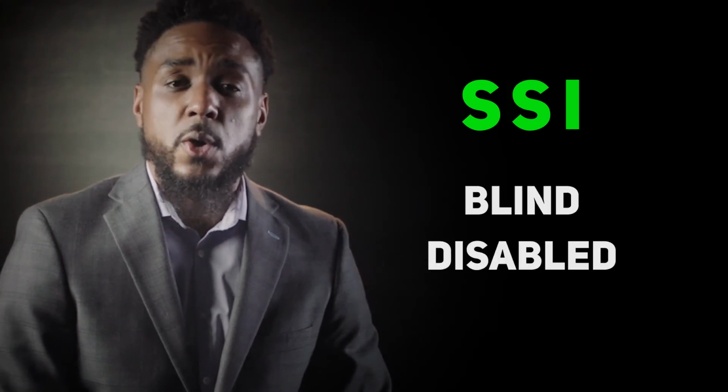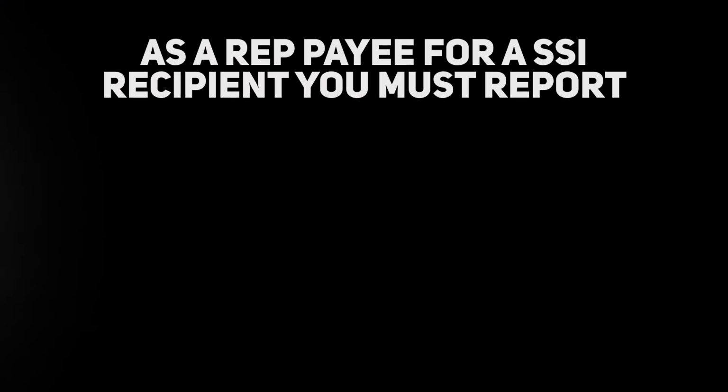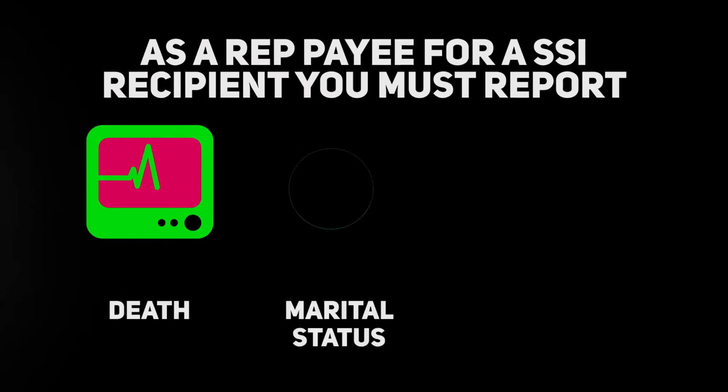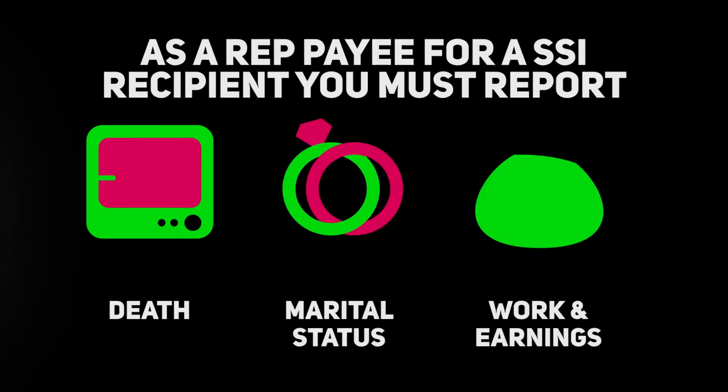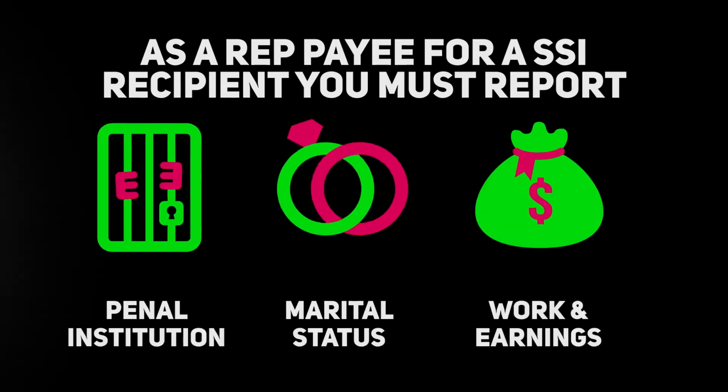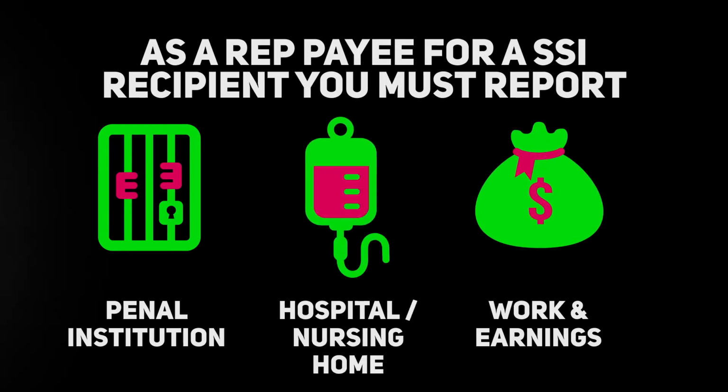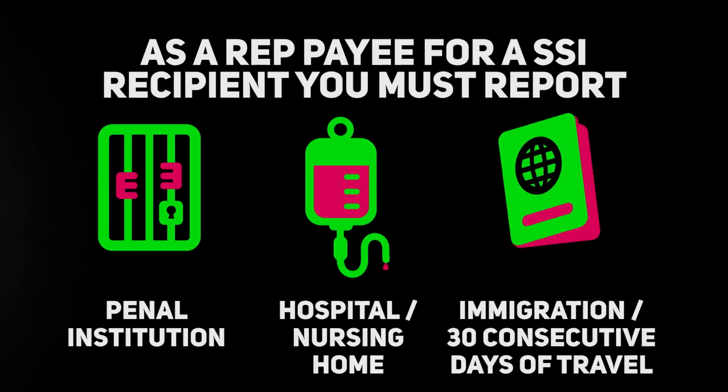The second program is the Supplemental Security Income, or SSI, as most people know it, which began in 1974. This is a needs-based program for people who have limited income and resources. To be eligible for SSI, a person must be blind, disabled, or at least 65 years old. As a rep payee for an SSI recipient, you must report the recipient's death, any change in marital status, work and earnings, confinement to a public or penal institution, hospital, or nursing home, any change to immigration status, or absence from the U.S. for 30 consecutive days.